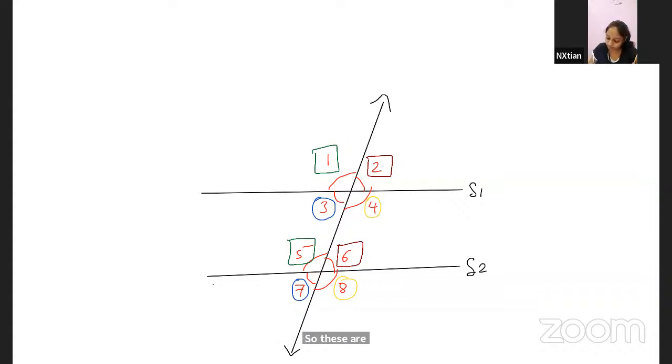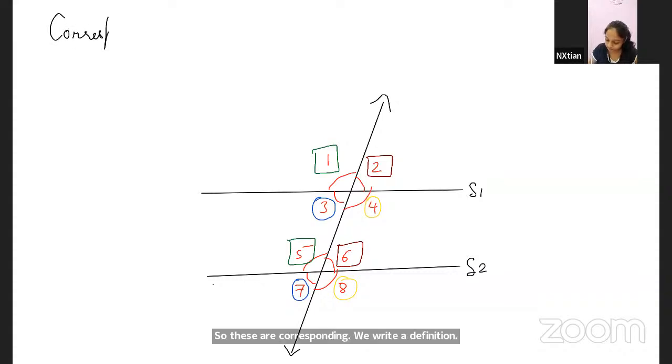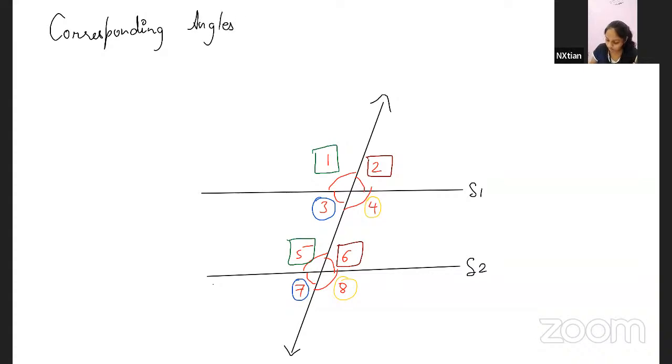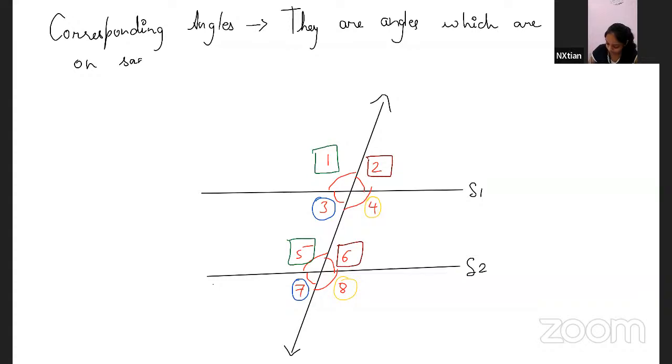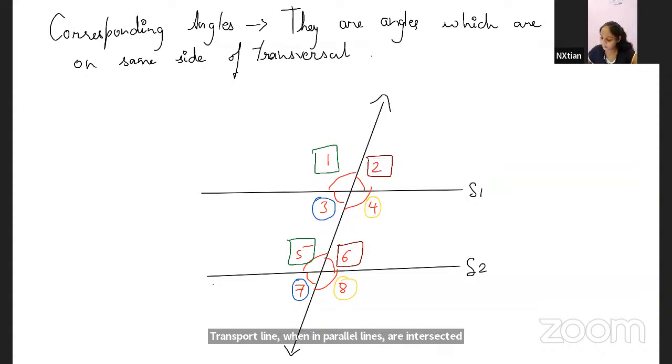We'll write the definition. They are the angles which are formed on the same side of the transversal, when parallel lines are intersected by a transversal line.